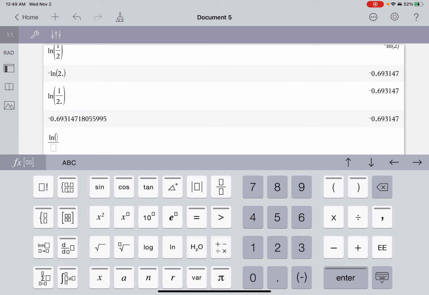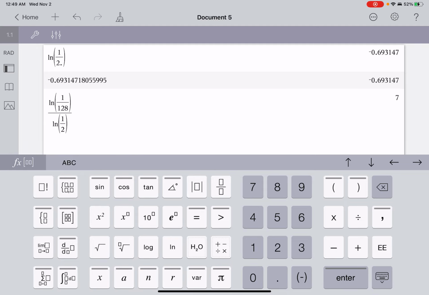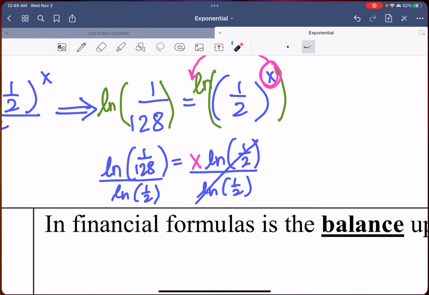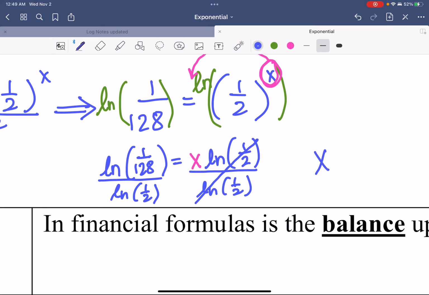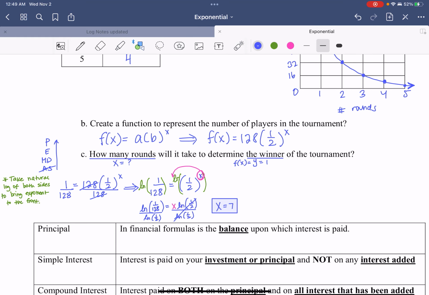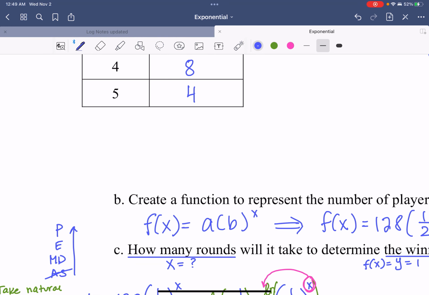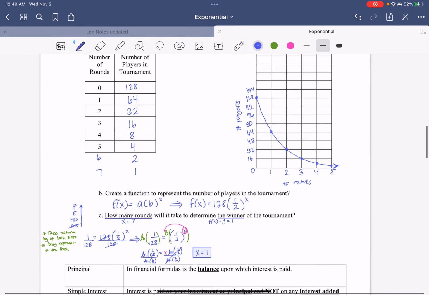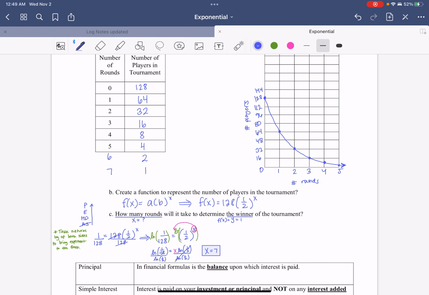So we're going to put that in the calculator now. So the natural log of 1 over 128 over the natural log of 1/2. And we get the number 7. So x equals 7. So it takes 7 rounds to get a winner. Now some of you are probably able to do this with the table. If you finish the table, you can go 6, and then if we're splitting it in half, then after 4 would be 2, and then 7 rounds would be 1. So you could do it this way, but it won't always be this easy to continue the table.